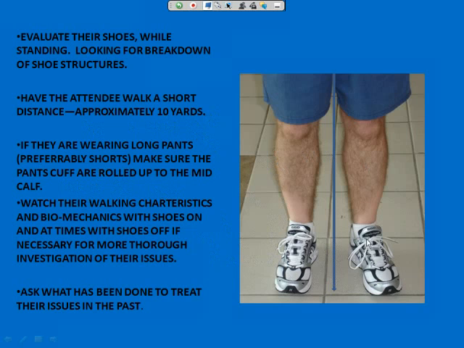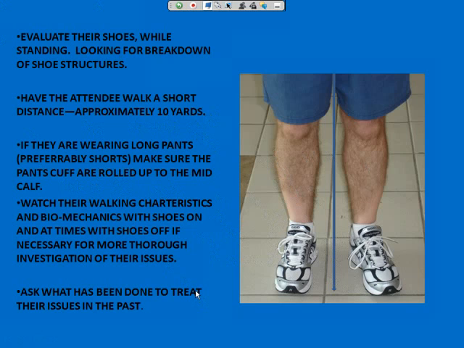They keep falling down. You're not going to be able to see the mechanics. So make sure that they roll those pants legs up about mid-calf. Watch their walking characteristics and biomechanics with shoes on, and sometimes I may have them take the shoes off if necessary for more thorough investigation of their issues.